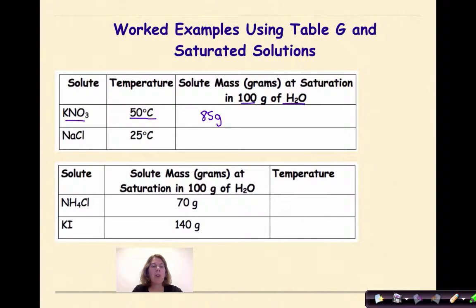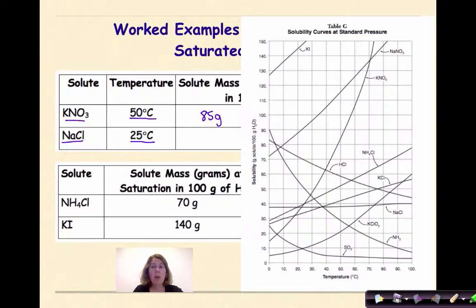Let's look at the next one. For this one, this is sodium chloride at 25 degrees Celsius. So again, I'm going to pull up Table G and find NaCl. And here is NaCl right here, and that applies to this line. I'm going to highlight as best as I can. Now I'm going to go to 25 degrees Celsius, which is roughly around here, and then I'm going to go up, it's sort of a flat line, until I see where that intersects. And I can see that it intersects right about here.